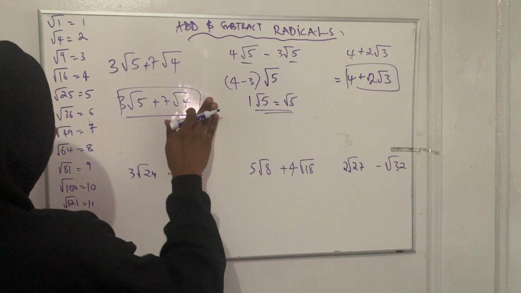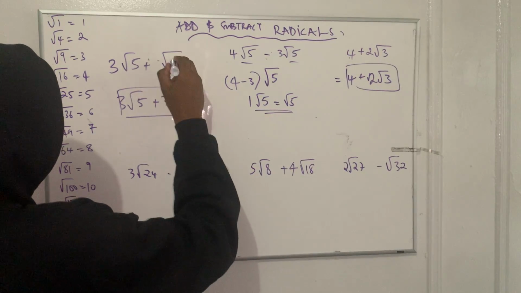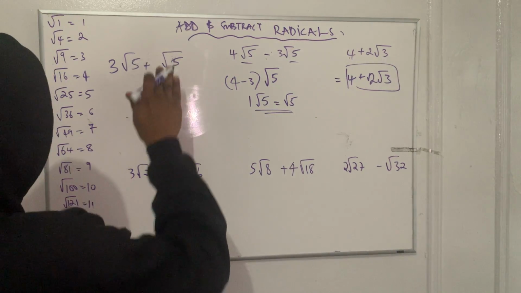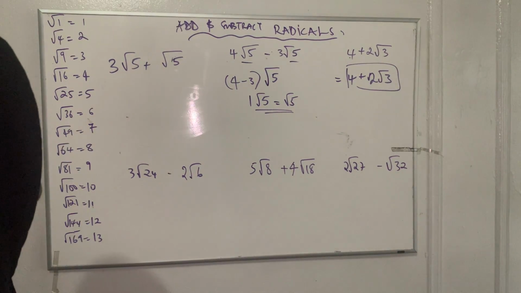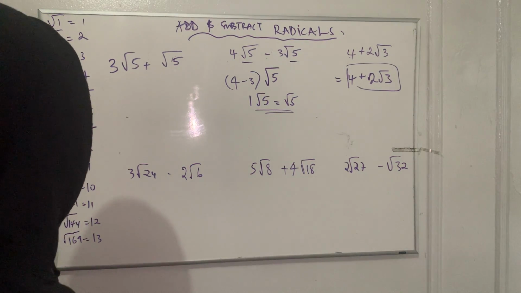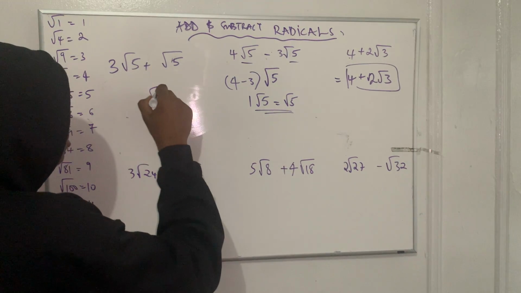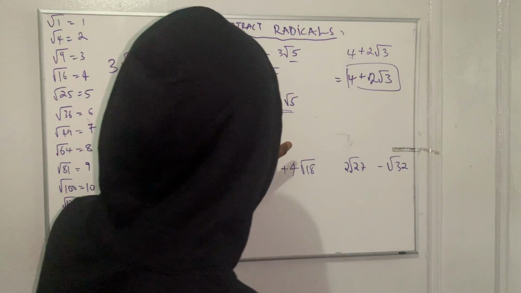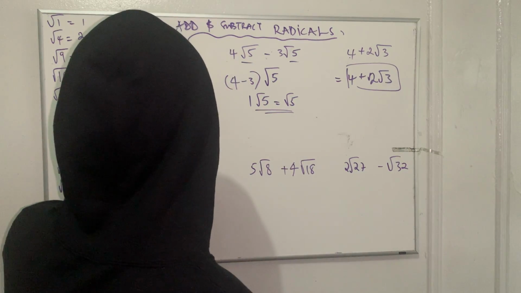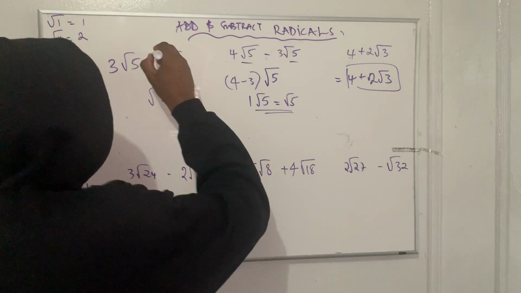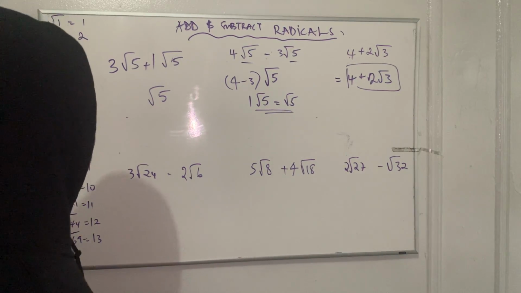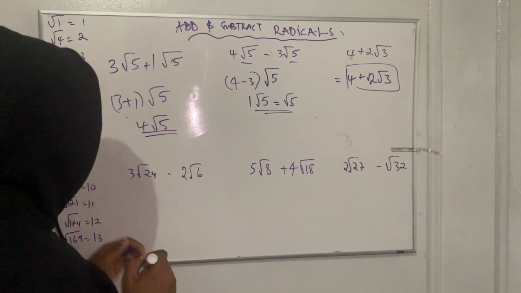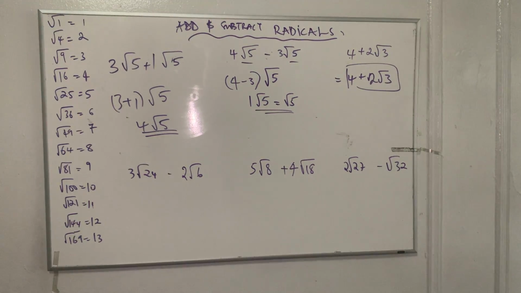So what if I've given you, let's say, I turned the question around and wrote it this way: 3 root 5 plus 5 root 5. These are like terms, so we can proceed and write root 5. As I was saying, root 5 has an invisible 1. So you put the 1 there, and then you do 3 plus 1, which equals 4 root 5. Right? I hope this concept makes sense.